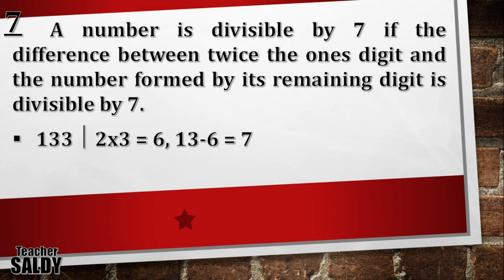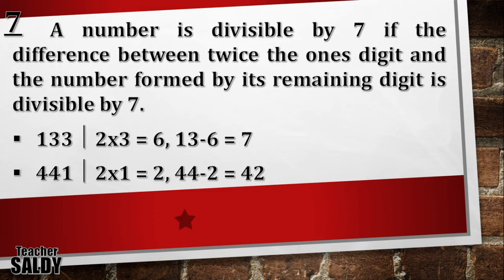Let's have an example. Halimbawa, si 133. Okay, we have 133. So, taking out the one's digit, which is 3, 2 times 3 is 6. So, the remaining digit is 13. So, 13 minus 6, 7. Okay? So, ibig sabihin, divisible ba siya by 7? Yung difference nung dalawa, divisible by 7, si 133, pwede mo siyang hatiin by 7.